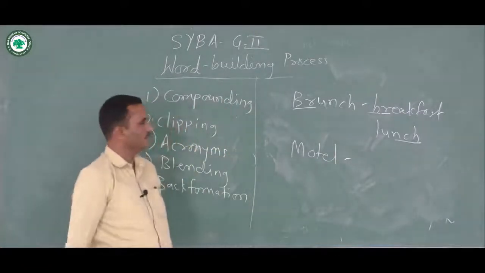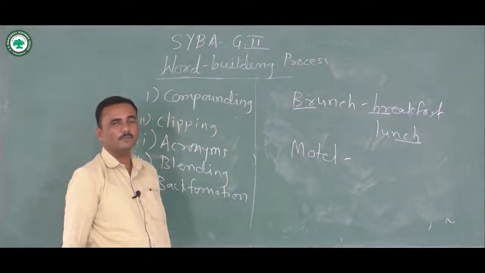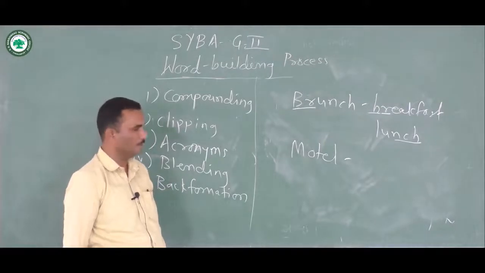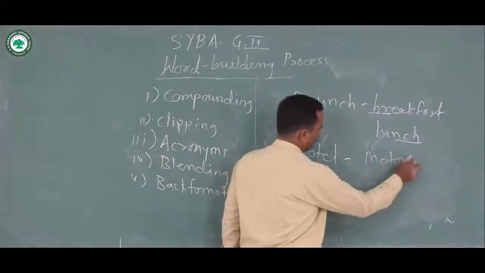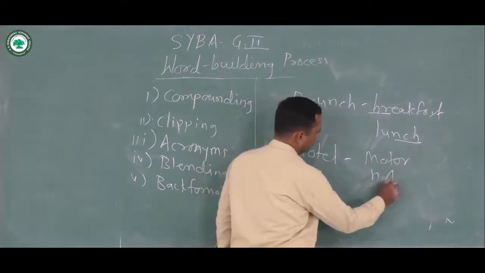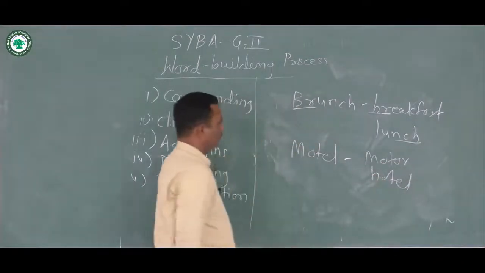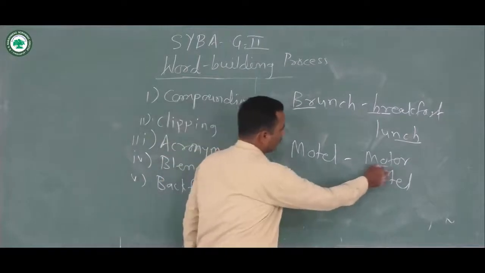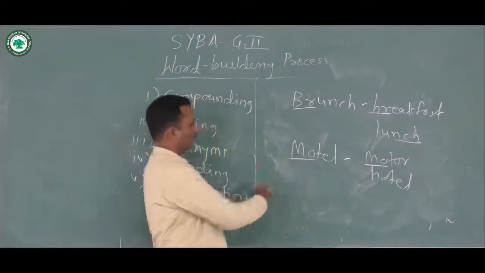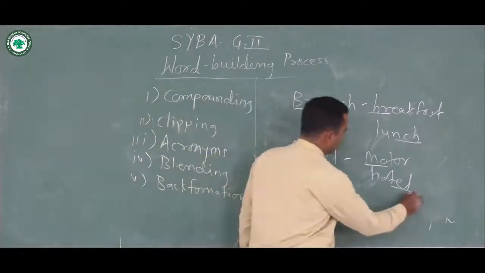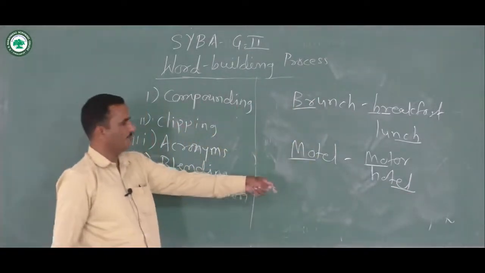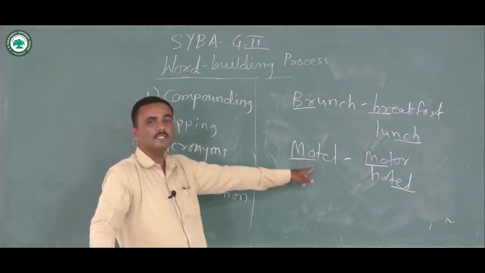Then motel. So here you can see the two different words have been brought together or blended together to form a new word, that is motor and hotel. So the first part of the first word, that is of motor, that is MO, and the tail of the second word, hotel, has been brought together to form a new word, that is motel.